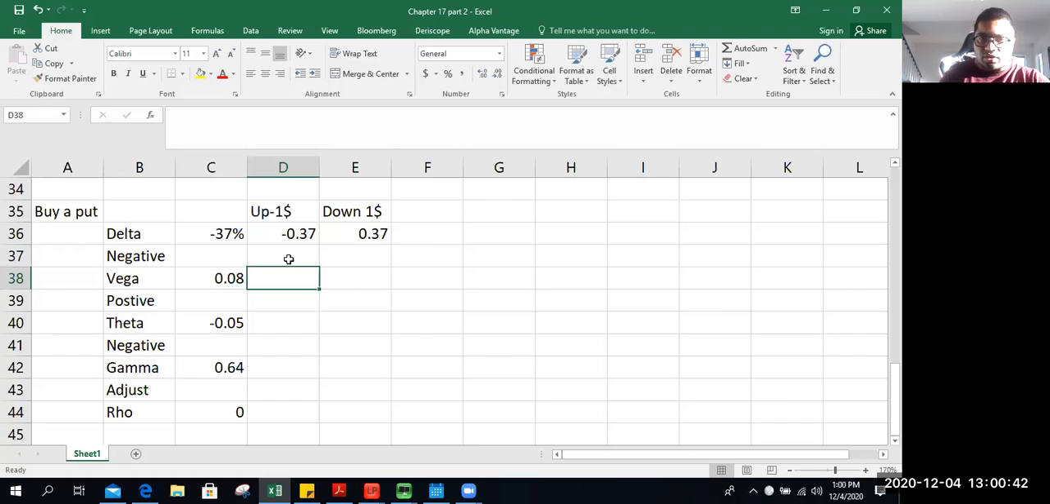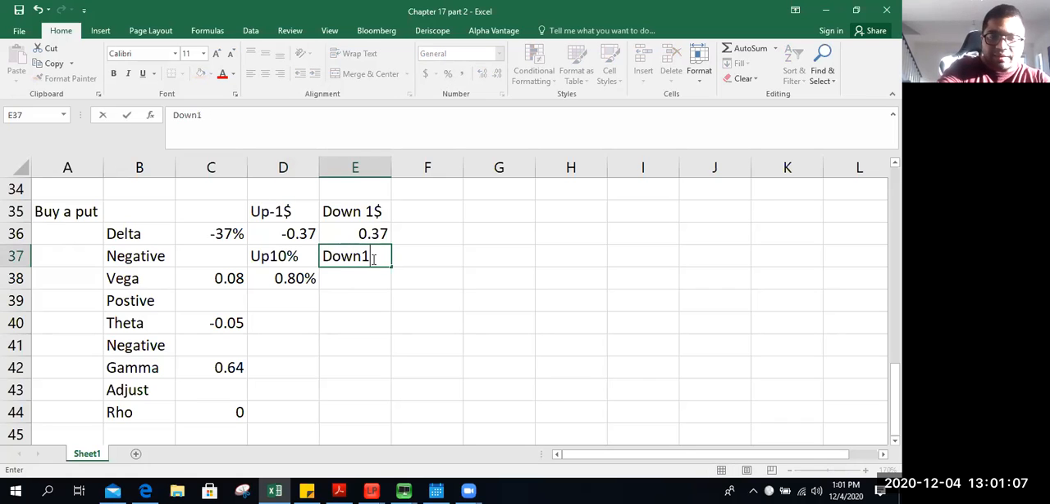Vega: if volatility goes up by 10%, you're going to make 10% into 0.08, that is almost a move of 0.8%. So if it moves up, the option moves up by 0.08. If it moves down by 10%, you will be negative of this one, so your option will go down.